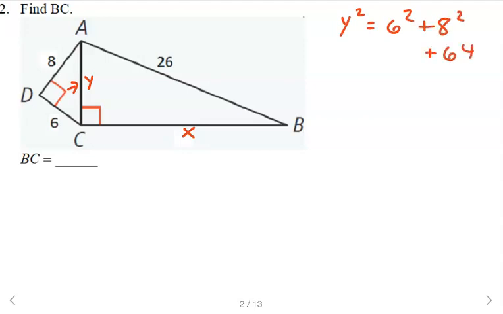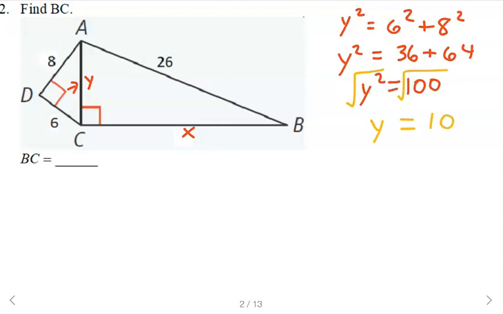So that's 64 plus 36, that's 100, equal to the y squared. To get rid of squared, square root, only a positive answer makes sense here. So we get 10 for the value of y. Now looking at this other triangle, we've got hypotenuse of 26. So c squared, 26 squared equals 10 squared plus x squared.